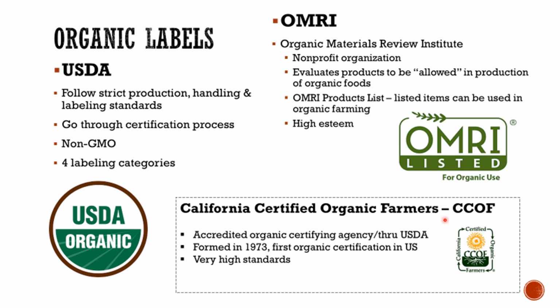One of the highest certifications, and the first used in the United States, is the California Certified Organic Farmers, CCOF, an accredited certifying agency through the USDA. It was formed in 1973, and this is the first organic certification in the United States. Very high standards. So if you see that on a product, you know that it is definitely organic.